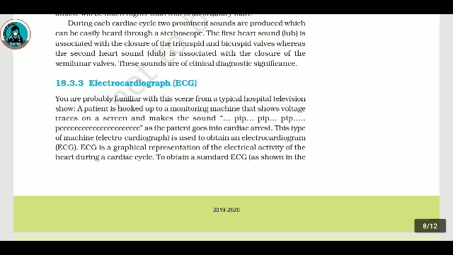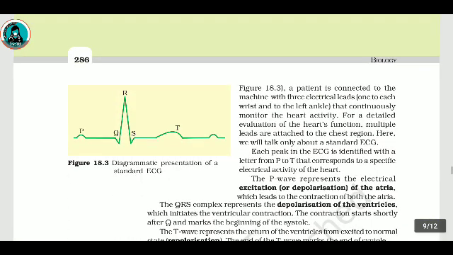To obtain a standard ECG, as shown in Figure 18.3, a patient is connected to the machine with three electrical leads, one to each wrist and one to the left ankle, that continuously monitor the heart activity for a detailed evaluation of the heart's function. Multiple leads are attached to the chest region. Here we will talk only about a standard ECG.